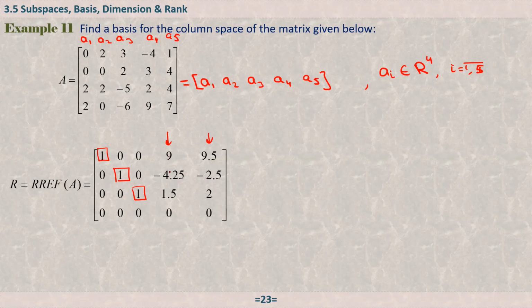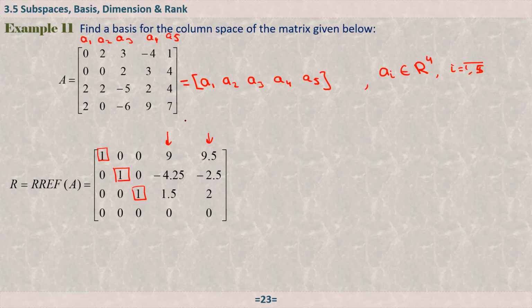So what does it mean? For example, if you multiply the first column by 9, the second column by negative 4.25, and the third column by 1.5, we will obtain A4. And if you multiply the first column by 9.5, the second one by negative 2.5, and the third one by 2, we will obtain the last column, A5.